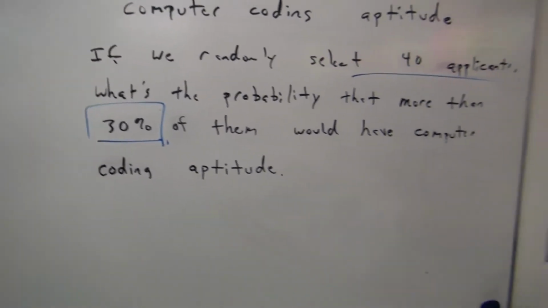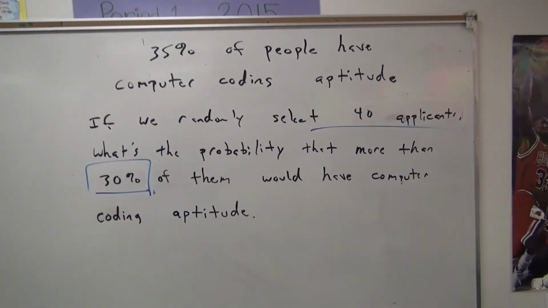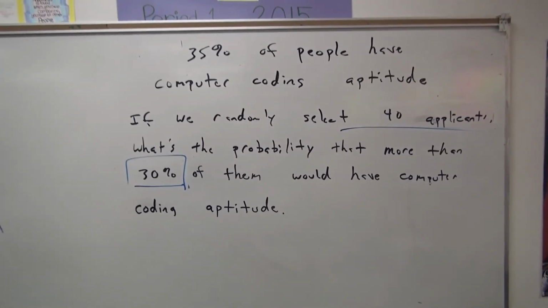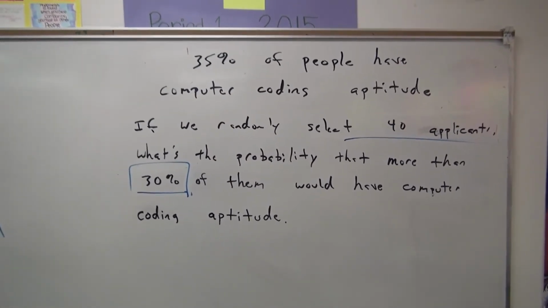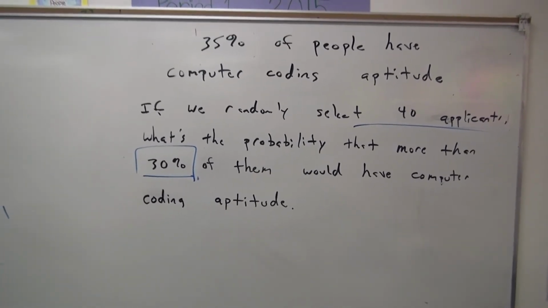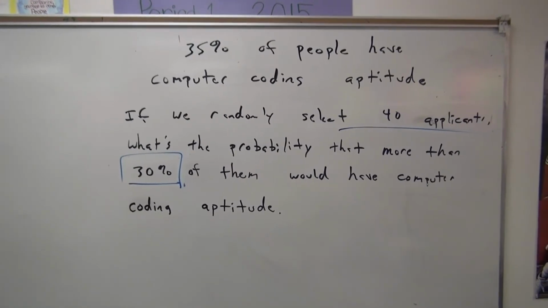So that's good. But then if we look at this problem, what's the parameter? And the answer is it's the 35%. That's a statement of fact. So we're going to say, oh, that's the true proportion P, and we're going to use the sampling distribution of proportions to be able to help us figure this out.